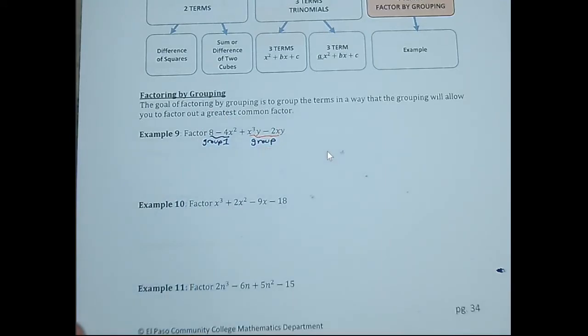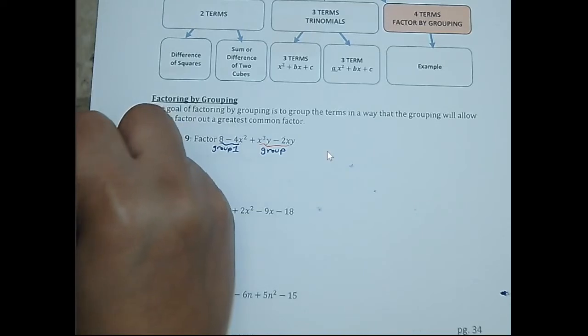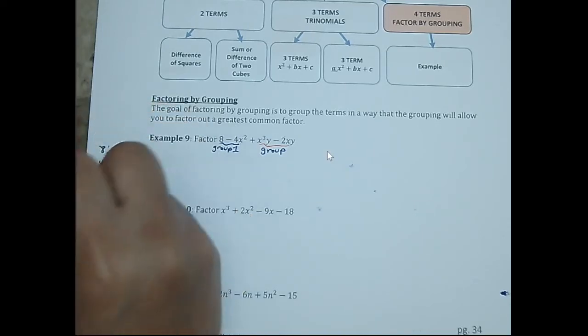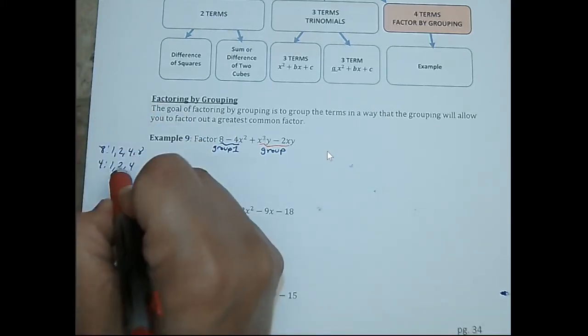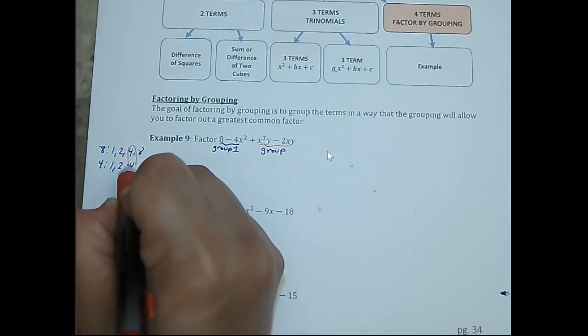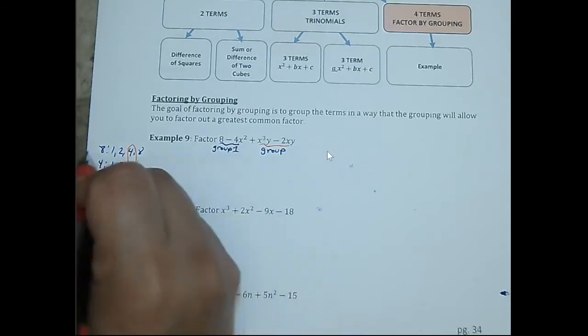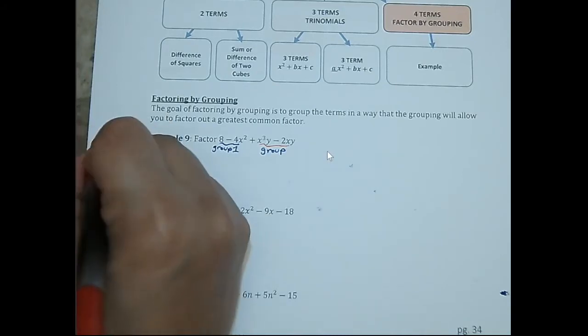So we take each one individually. We have the 8 minus 4x. So we look at 8 and 4. The factors of 8 are 1, 2, 4, and 8, and for 4 they are 1, 2, and 4. So the greatest common factor for 8 and 4 is going to be 4. There aren't any x's in here, so my GCF is going to be 4. And this is for group 1.